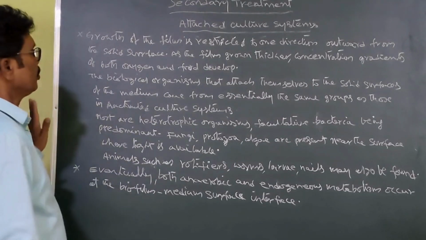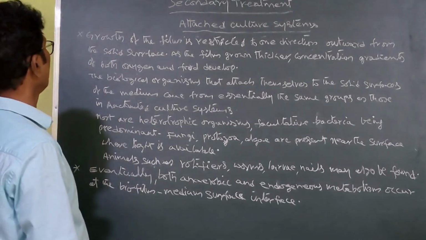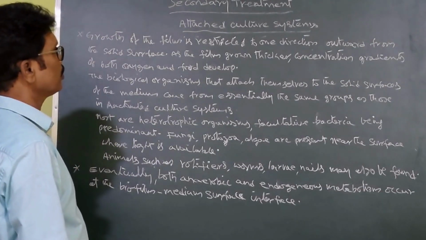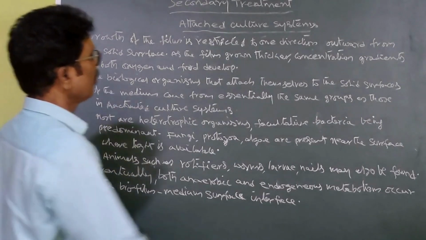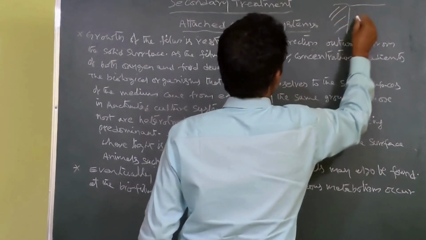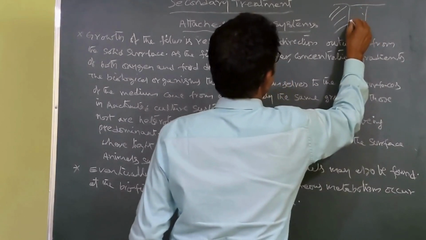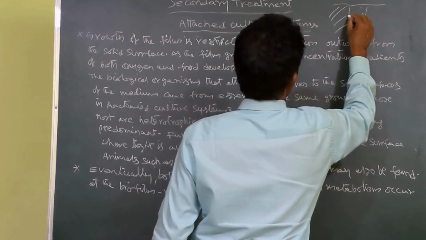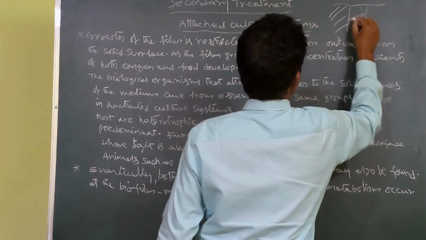That's all. The growth of the film is restricted to one direction, outward from the solid surface. As the film grows thicker, a concentration gradient of both oxygen and food develops. This is what I have drawn there. This is the media and this is the biofilm. Obviously, the oxygen and food gradient is happening like this.